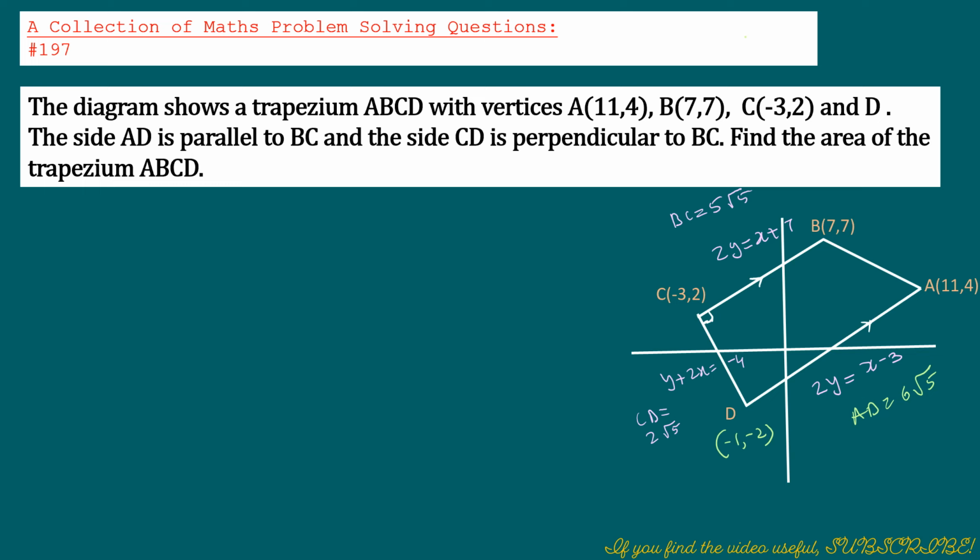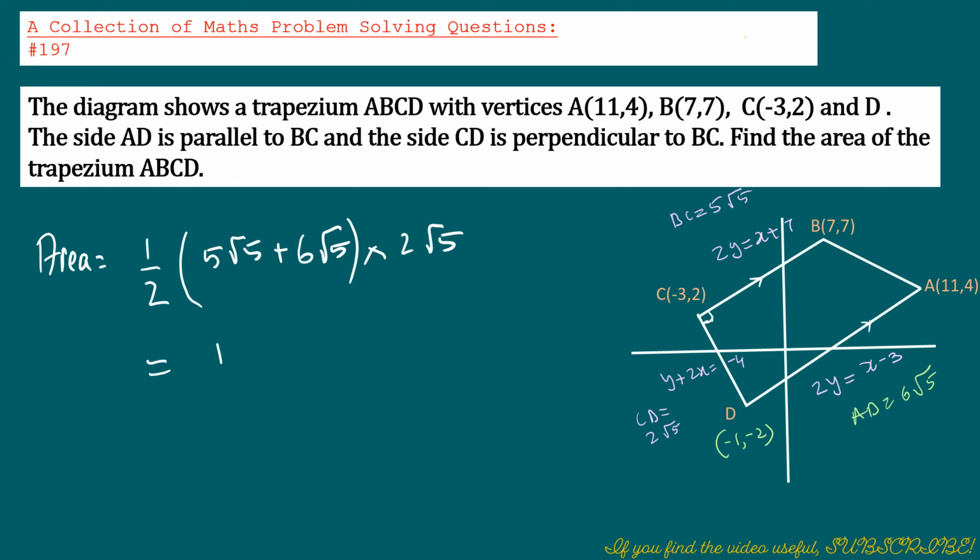So the area would equal half times the sum of the parallel sides, which is 5 root 5 plus 6 root 5, multiplied by the distance between them, which is 2 root 5. The 2 and 2 get cancelled, and we are left with 11 root 5 multiplied by root 5. That is 11 times 5, and the answer is 55 units squared. And that is the area of the trapezium.